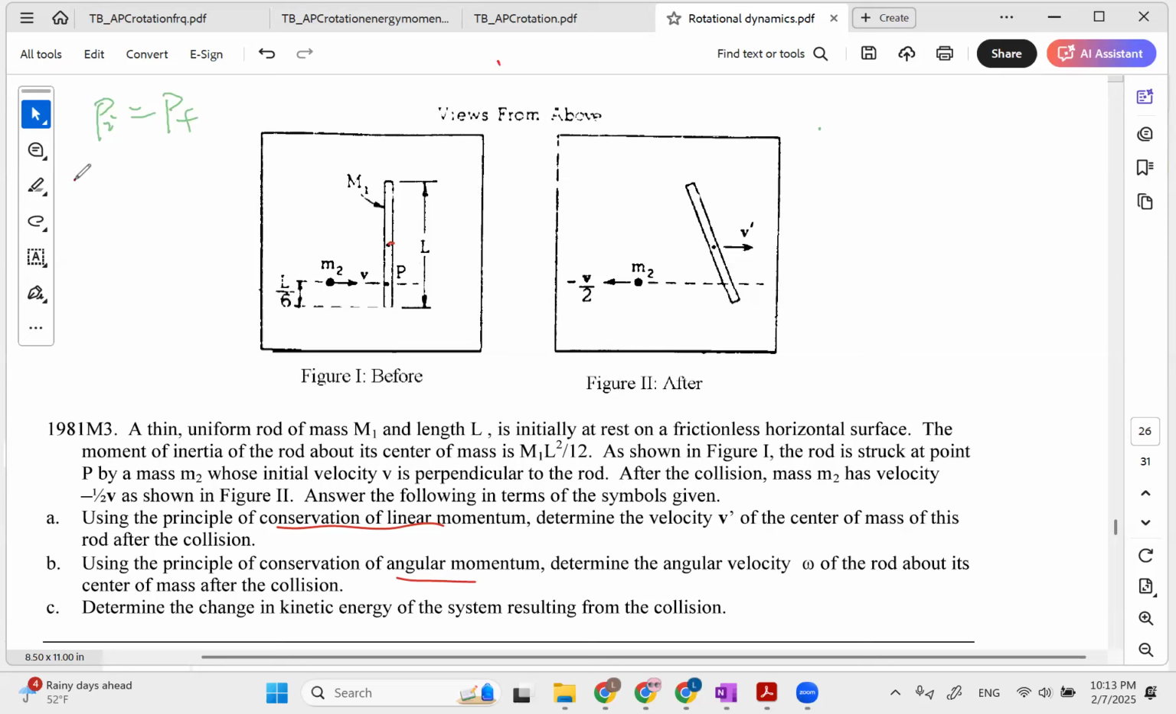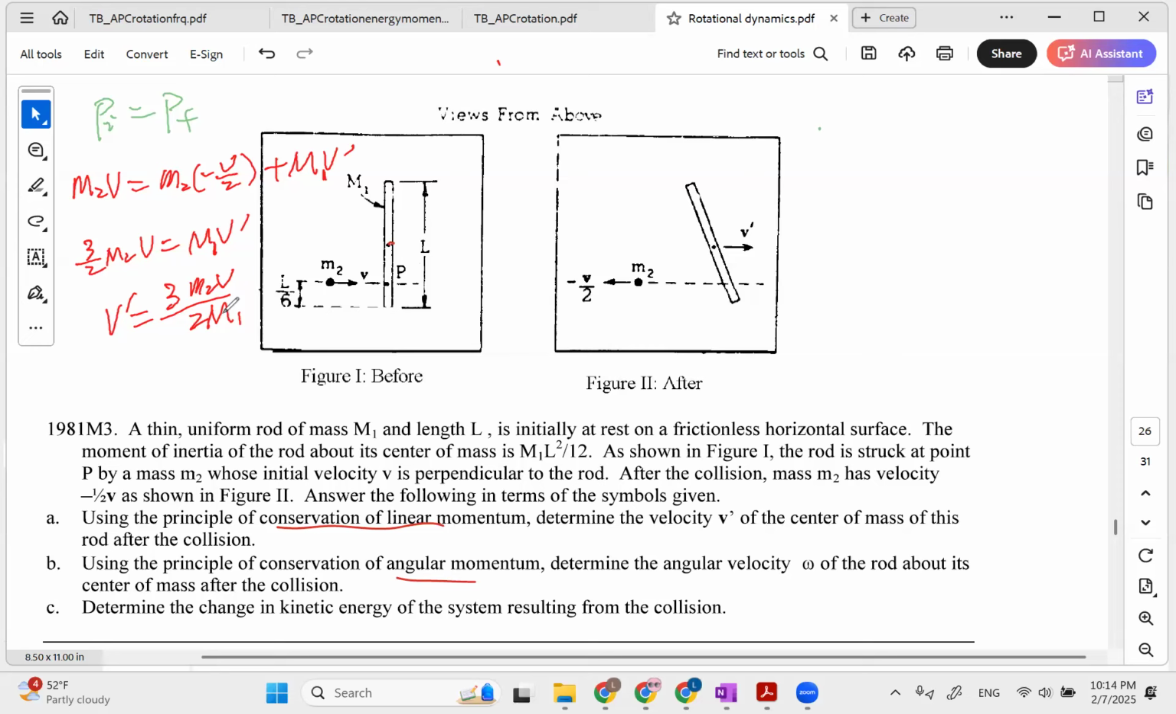So it will be M2V, right? It will be equal to M2 times negative half V, opposite, right? And then plus M1V prime. So you can find that V final will be equal to 3M2V over 2M1. You got it? Right? This is linear momentum conservation, right?